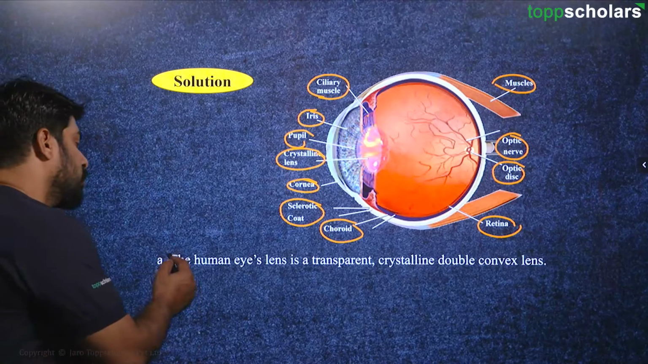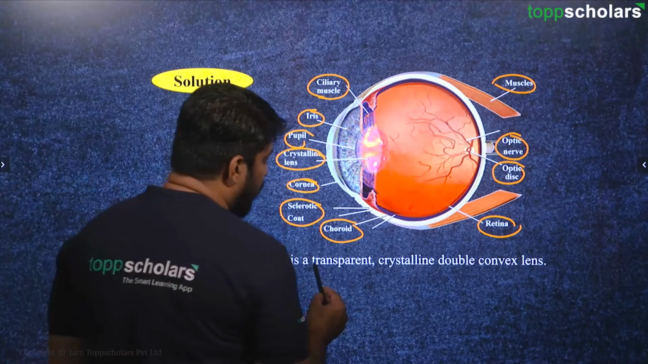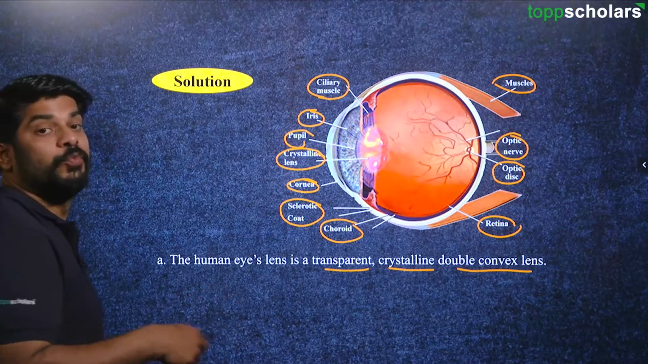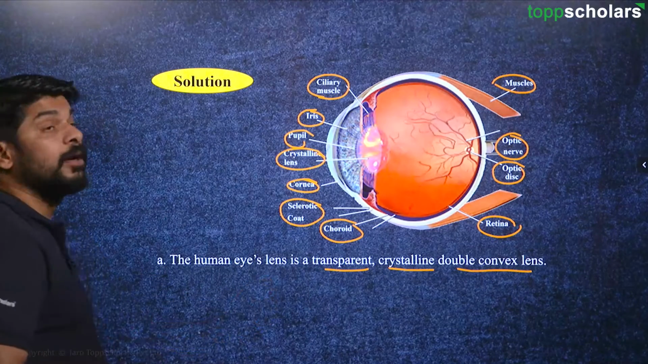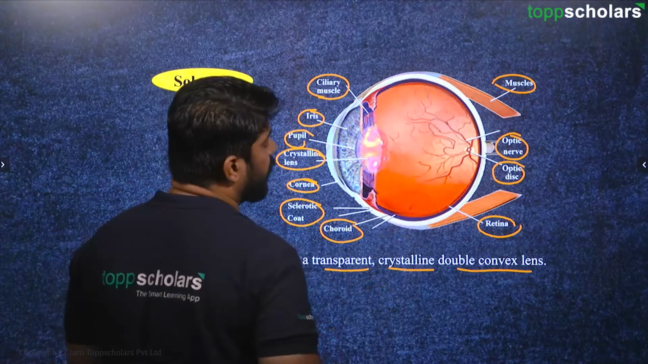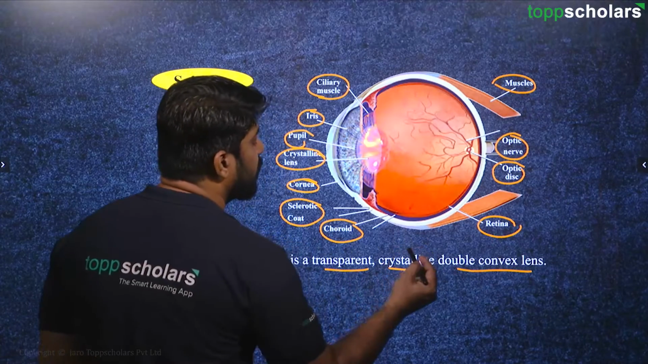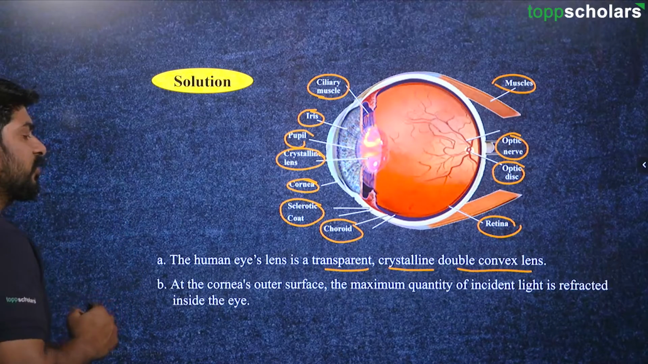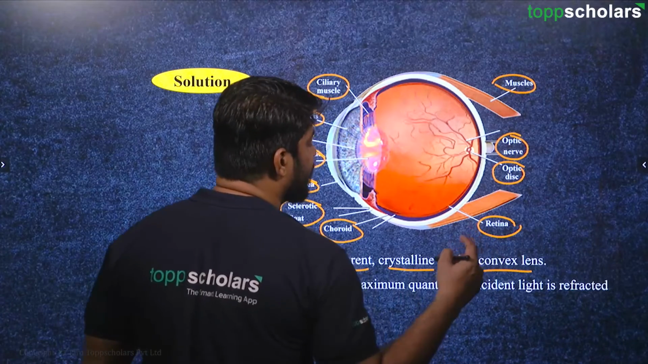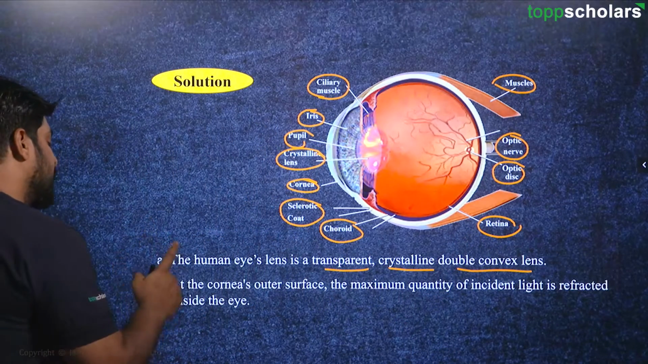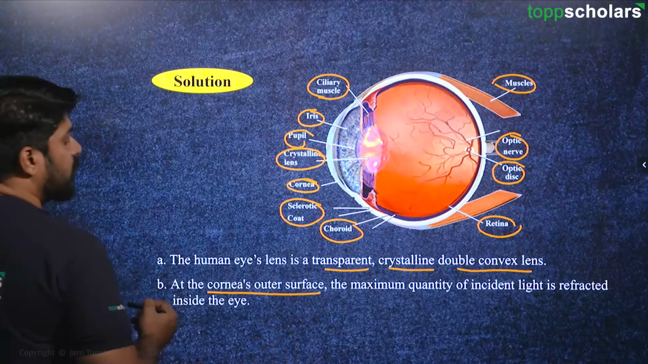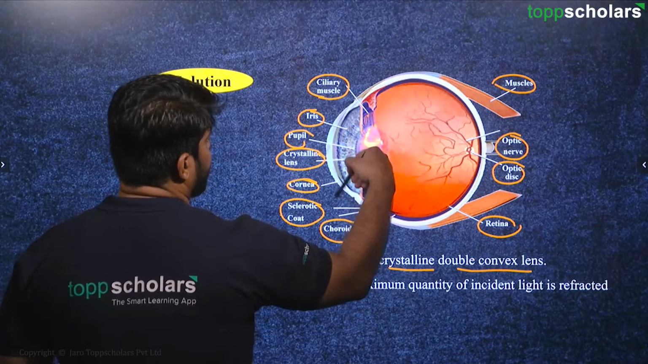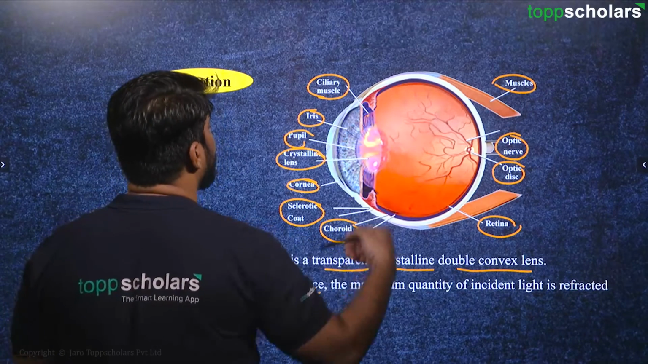The human eye's lens is a transparent, crystalline, double convex lens. So the first question was which type of lens it is. This is the type of the lens which is present in our eyes, which is nothing but a transparent, crystalline, double convex lens. Next, at the cornea's outer surface, the maximum quantity of incident light is refracted inside the eye. So here, this is the place where most of the light is refracted. This one, the cornea, isn't it? At this place itself, most of the light is refracted.